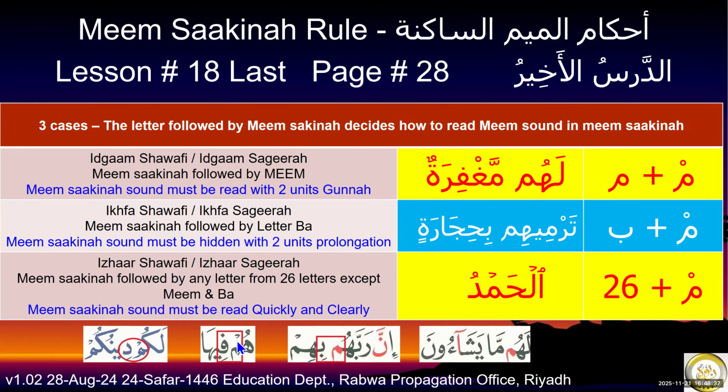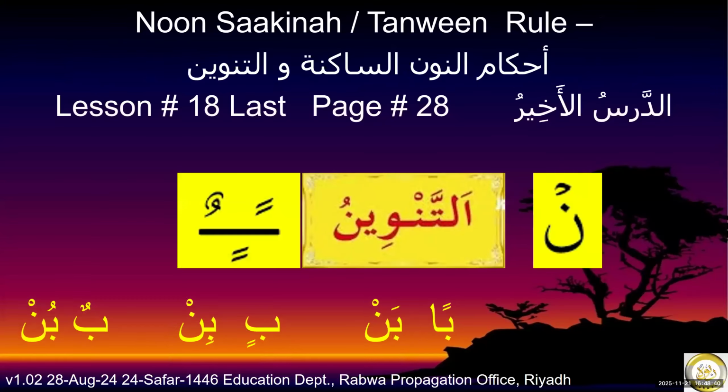Okay. Let us move to the tanween and noon sakina rules. We have 4 rules in tanween and noon sakina. Tanween means fathatain, kasratain, dammatain. Noon sakina means noon with the sukun. So noon sakina and tanween.